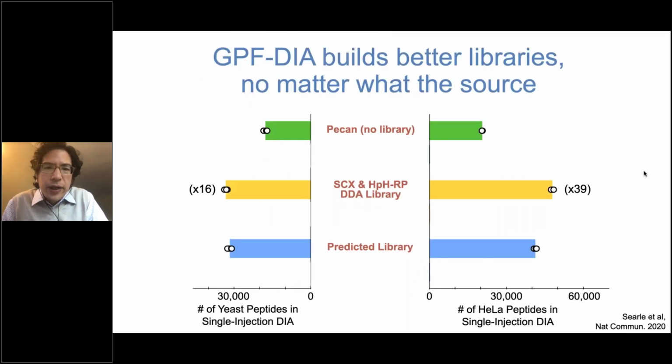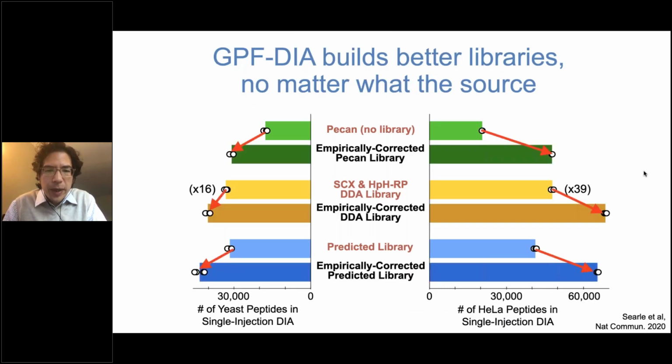This strategy actually works really well no matter what source of library you use. Even if you use PECAN to build a library to just search a gas phase fractionated data set, you can actually use that new library to detect a lot more peptides than you would typically do.